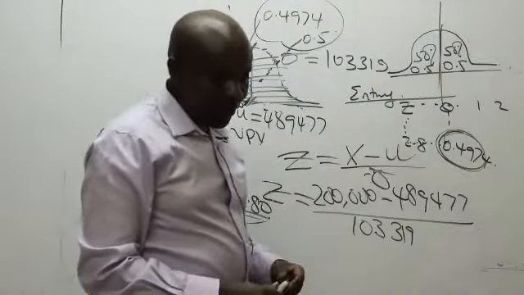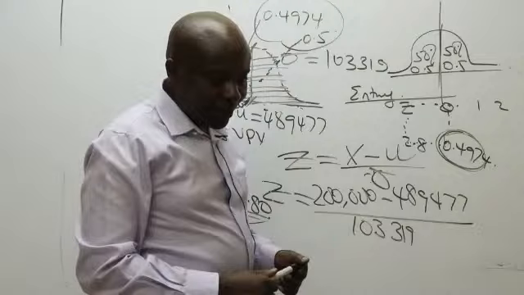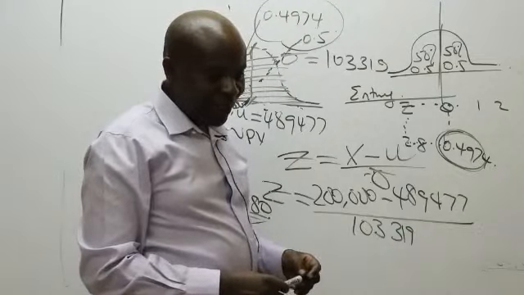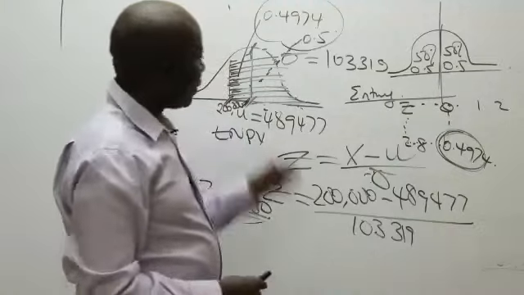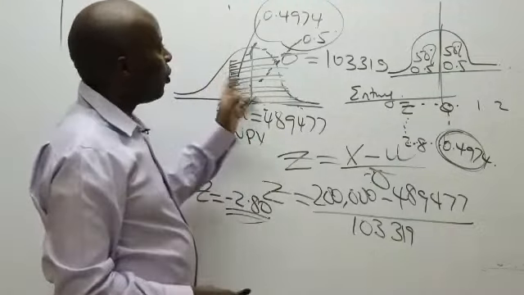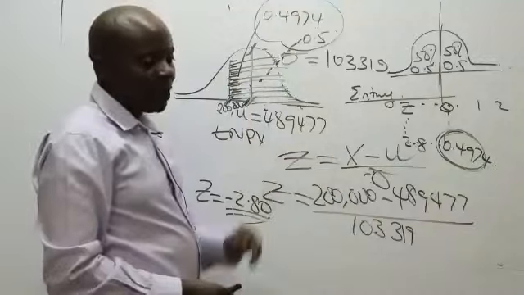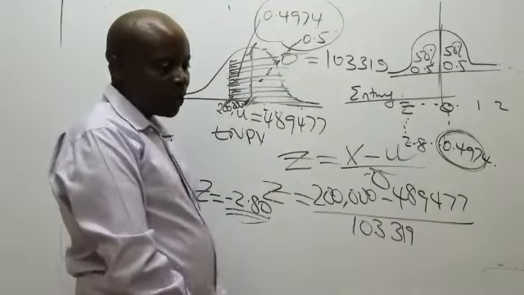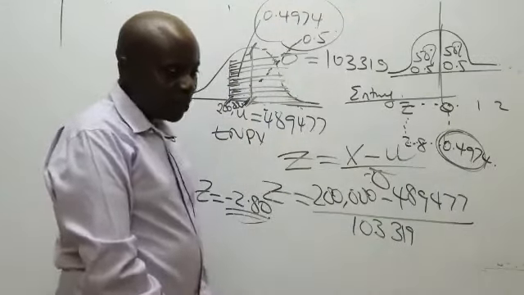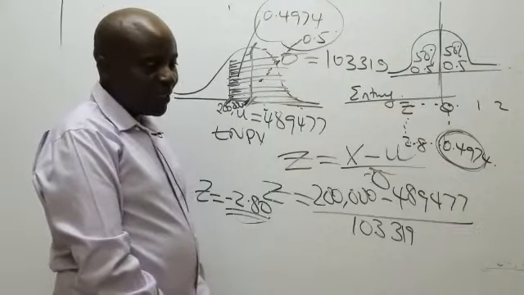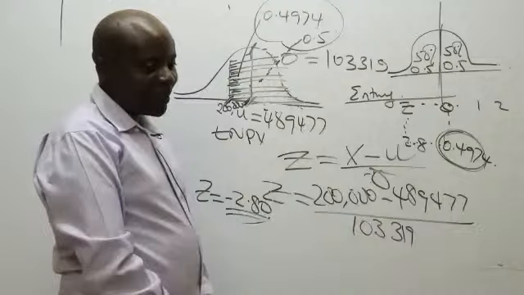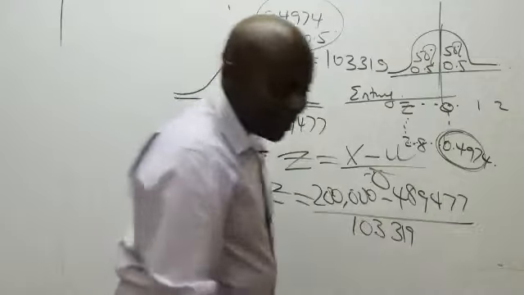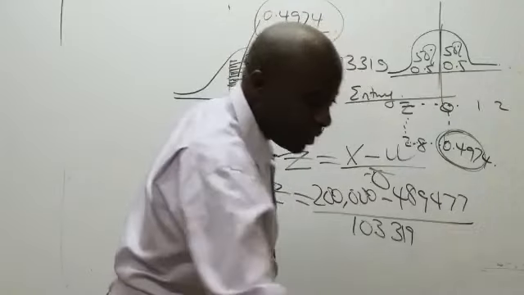Good questions. The total area, the shaded area, will be 0.4974 plus 0.5, which is what, somebody, before I answer your questions. 0.9974. Thank you very much.